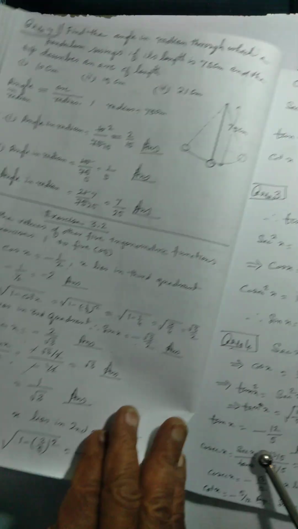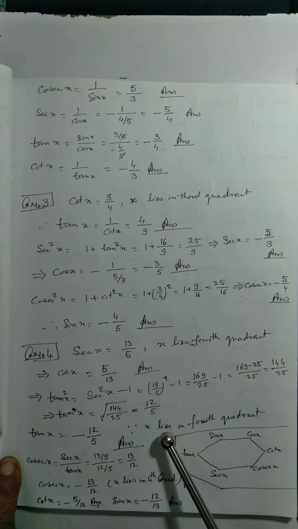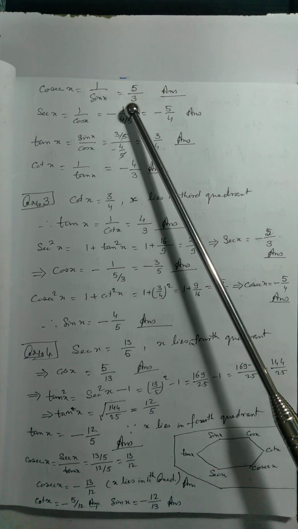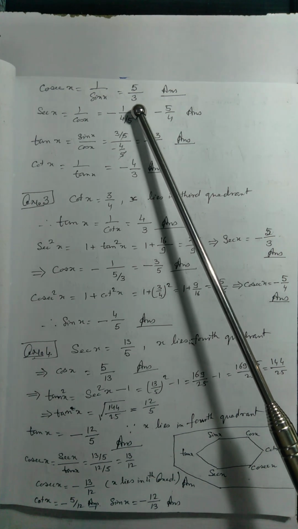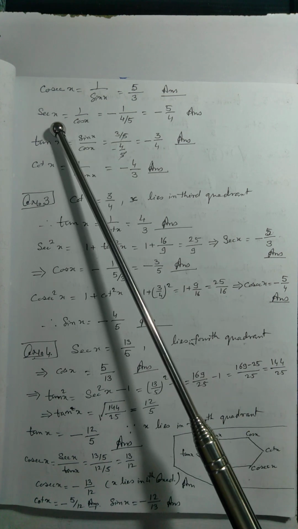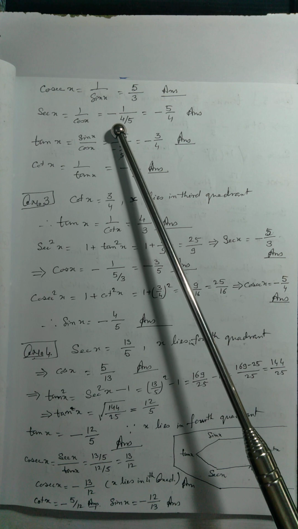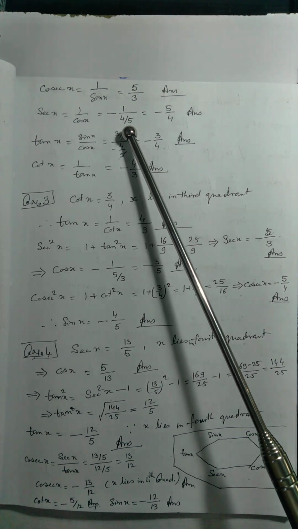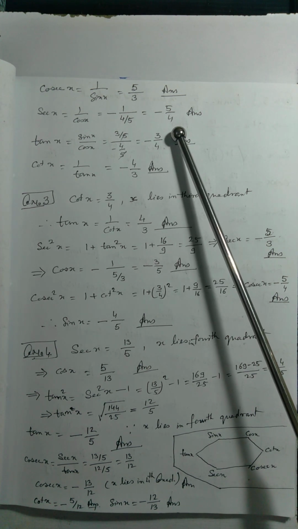Cosecant x will be equal to 1 upon sin x, that will be equal to 5 by 3, and it will also be positive because x lies in the second quadrant. Secant x, that is 1 upon cos x, we know the value of cos x, so minus 1 upon 4 by 5, that will be equal to minus 5 by 4.